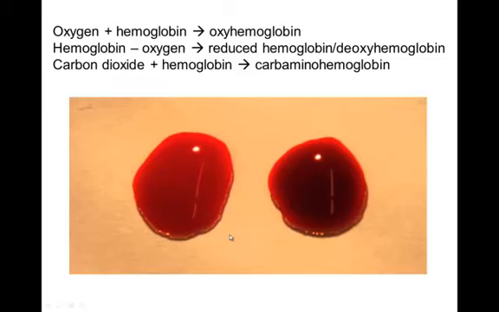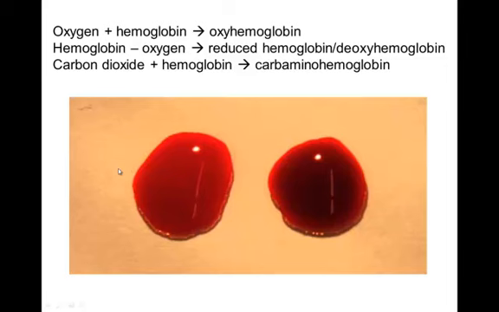Get to the next slide. When oxygen attaches to hemoglobin, then we get a molecule called oxyhemoglobin, and it changes the structure of that hemoglobin molecule. It makes the blood actually turn a bright red. This is oxyhemoglobin right here. Oxyhemoglobin occurs in the lungs. That's where we're going to pick up oxygen.